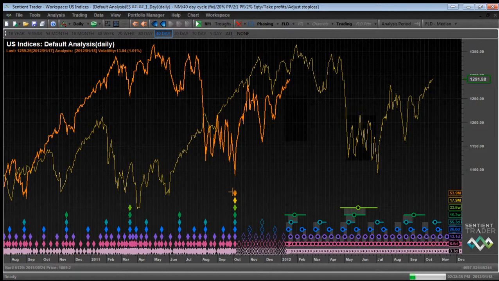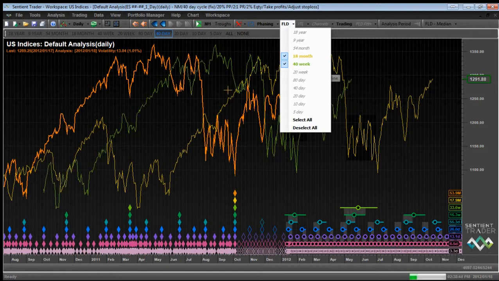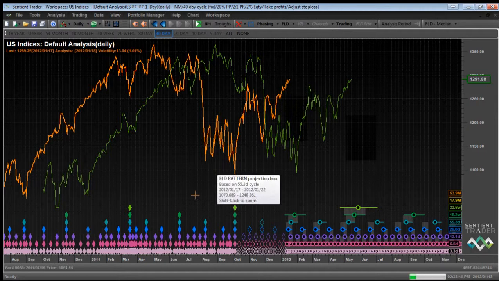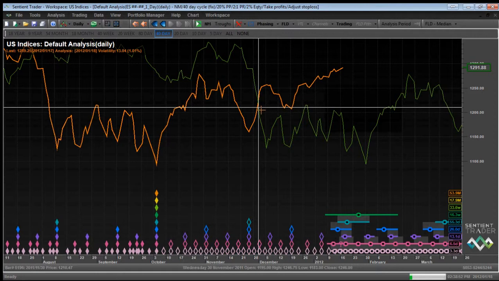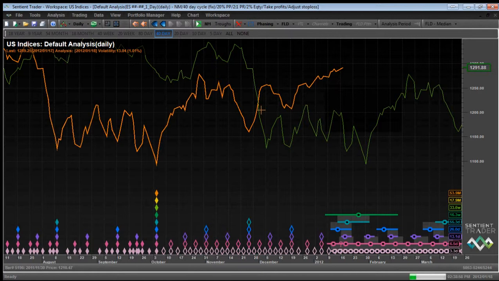Does that mean that the 18-month trough has not occurred? No, not at all. All it means is that we haven't yet received confirmation that this was a trough of the 18-month cycle. Okay, that's very important. Let's see to what level the confirmation has occurred. Let's look at one cycle shorter, the 40-week cycle. All right, as you can see, price crossed the 40-week cycle FLD on the, what was that, the 30th of November 2011.